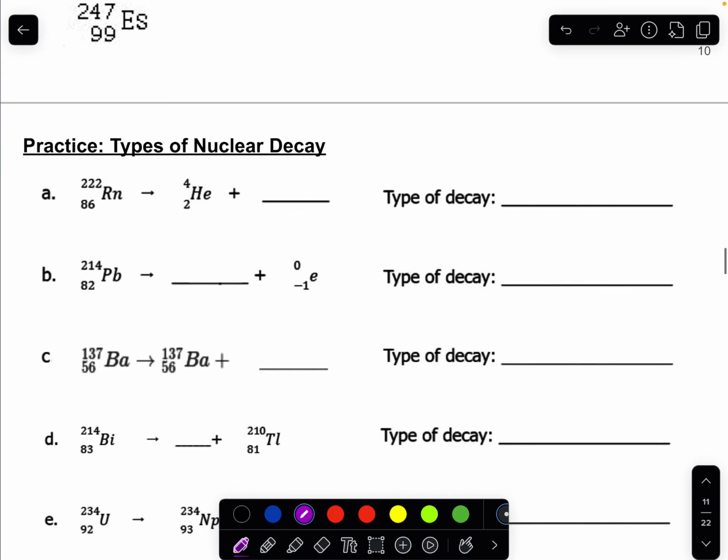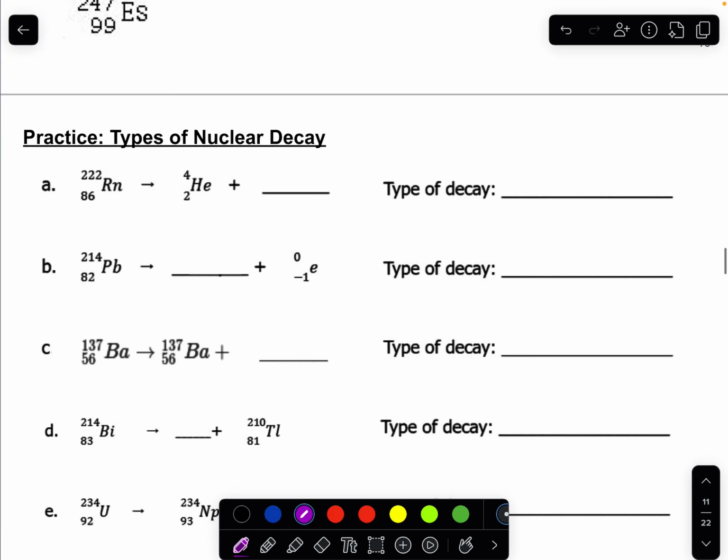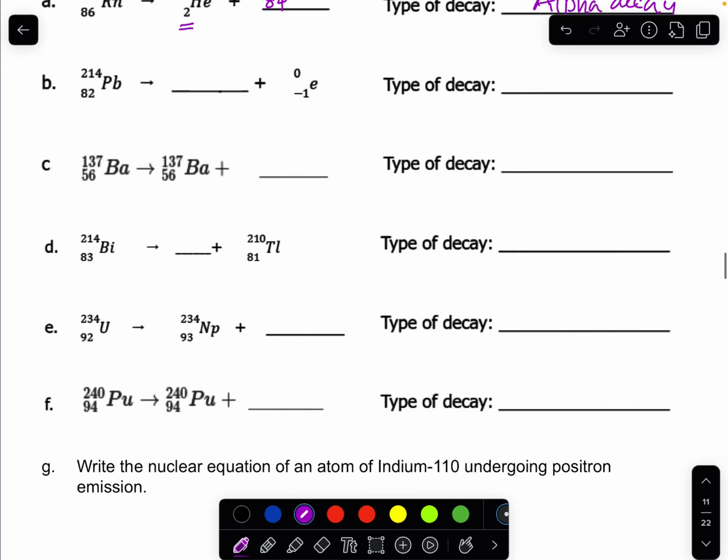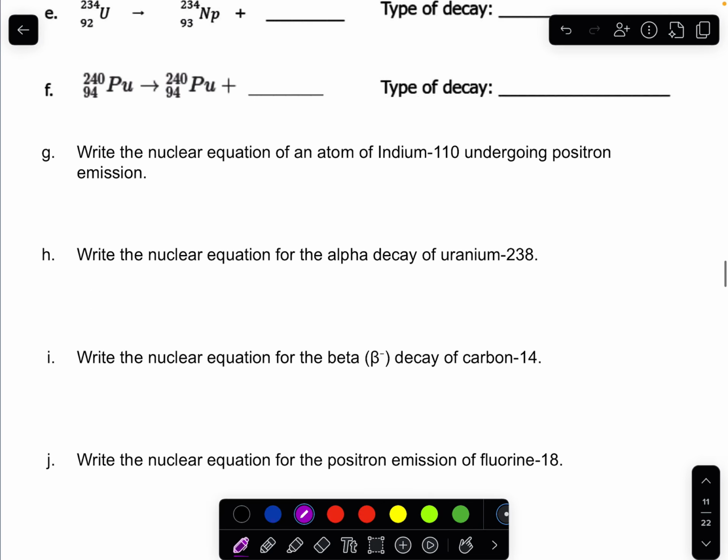Okay, so after that there are more practices. Here it says alpha particle, 86 minus 2 will be 84 and 218, and you have to find that element. Look at the periodic table, and this is alpha particle, so that is called alpha decay. Okay, second one, select that, complete those.